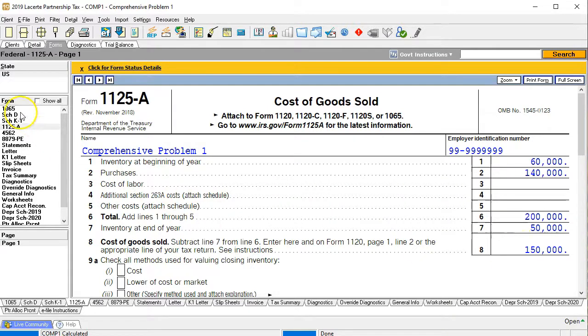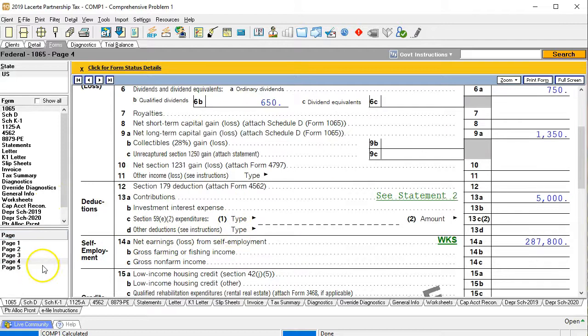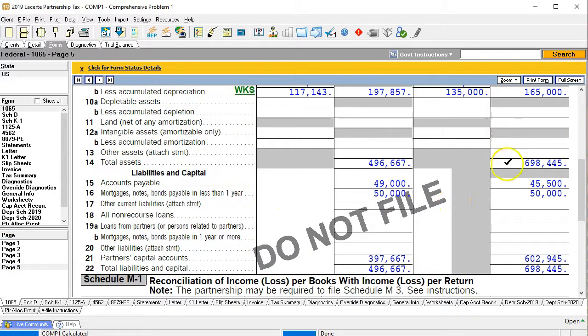Anytime I make any kind of change, I would go back in here and just double check that everything lines up. Am I still in balance, at least on page 5, Schedule L? And we are still in balance, so it looks like we didn't mess anything up, and the 150 is still there, so everything lines up. We're good to go.